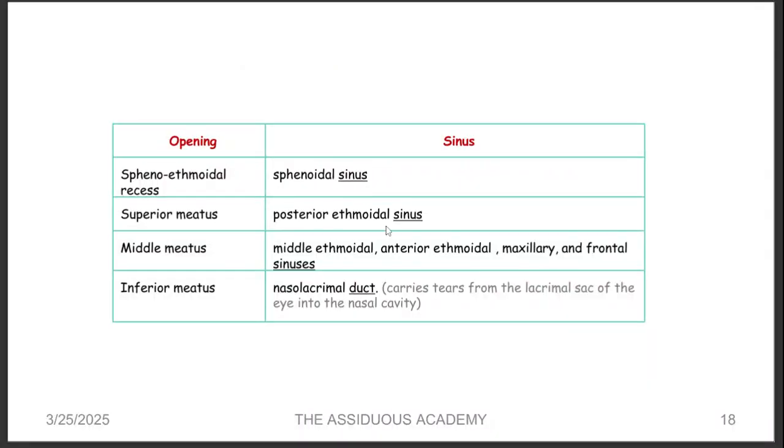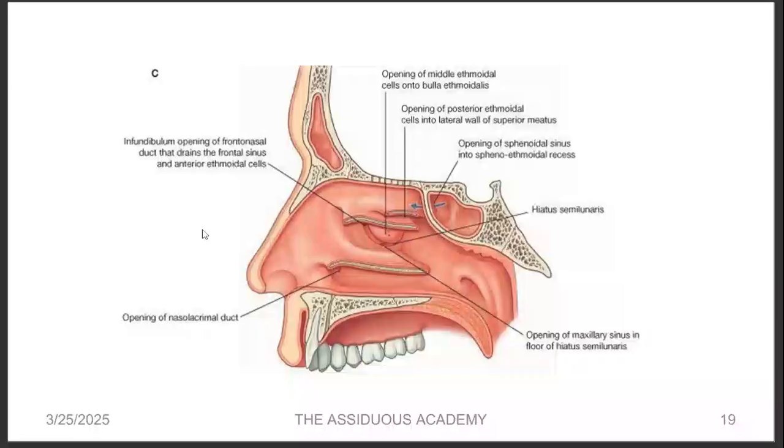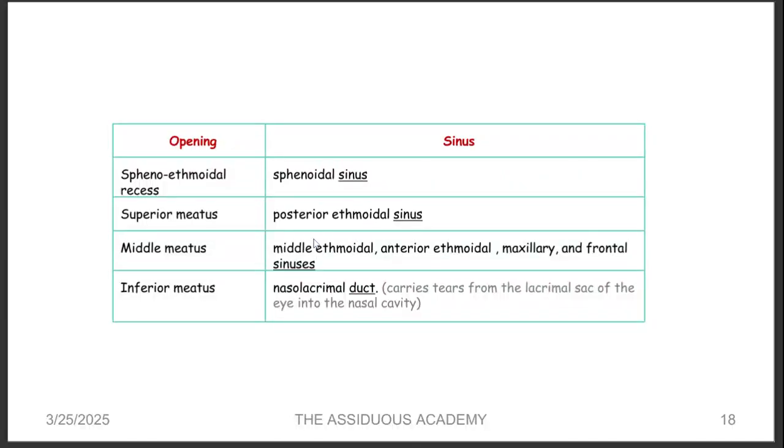When you look at the posterior ethmoid, remember the ethmoidal sinuses: posterior, middle, and anterior. The posterior ethmoidal will drain into the superior meatus, which is just below the superior concha. Then the middle ethmoidal, anterior ethmoidal, maxillary, and frontal sinuses will drain into the middle meatus. So the majority of them drain into the middle meatus.